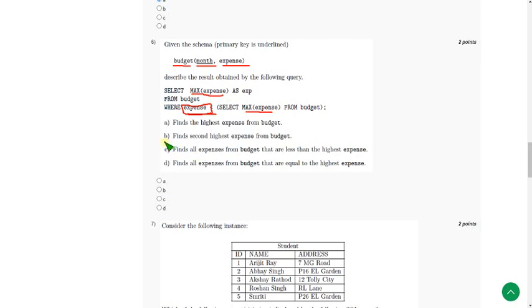So the probable answer, by seeing the code, we can say that it could be option B, find second highest expense from the budget, because here we are comparing with maximum expense of all the expenses. So for every expense which is less than the maximum, we take as a list and we can find the maximum expense in the remaining list. So we will get the second highest maximum. That means option B.